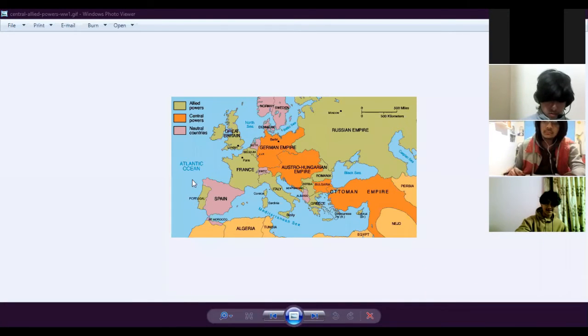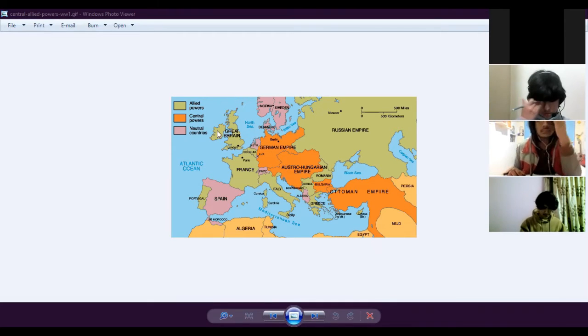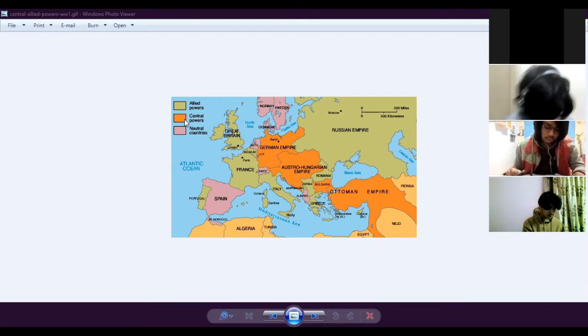Yeah, so basically, here's an alliance map of Europe at the time of World War One. Can you guys see my screen again? Can I get a yes or no? Yes, sir. So Europe at the time was divided between two blocks, I suppose. One was the Allied powers, while the other was the Central Powers, nicknamed the Triple Entente.